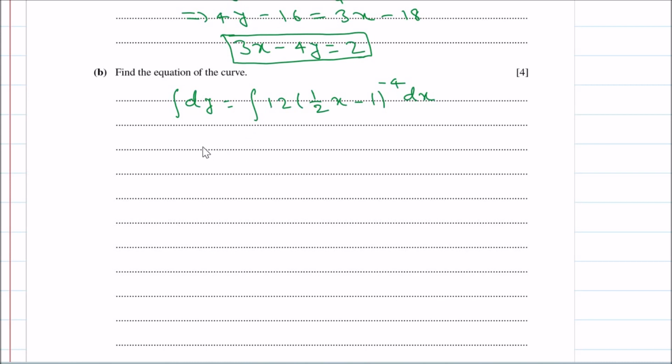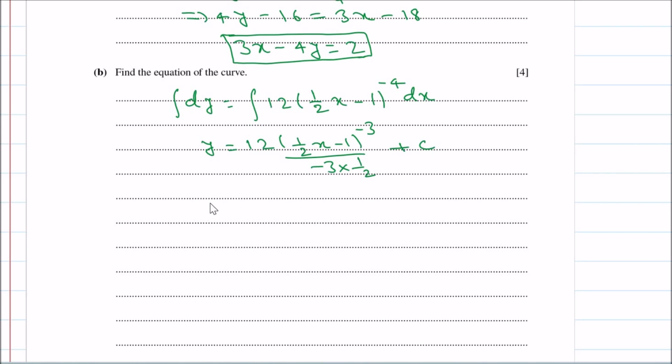Now let us integrate this. So dy becomes y, 12 as it is. Now (1 by 2x minus 1), and power 1 is added to the power, so minus 4 plus 1 gives us minus 3. Then we need to divide this by minus 3. Now we need to apply the chain rule. So half x is there, so half comes here and we multiply. Plus c as it is. Now I have put the constant of integration.